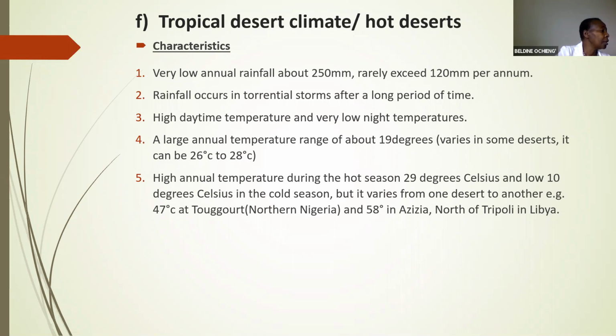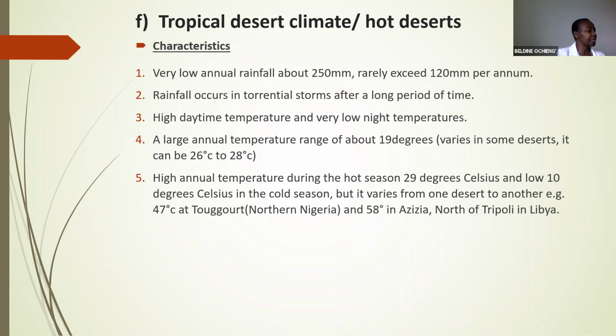Then a large annual temperature range of about 19 degrees, but it varies in some deserts. It can be 26 to 28 degrees Celsius. It varies, but it is large. Why is it large? Temperatures in the day shoot very high, while the night temperatures drop sharply. So the range of temperature, even the annual one, becomes large.